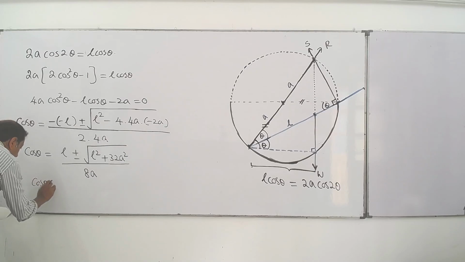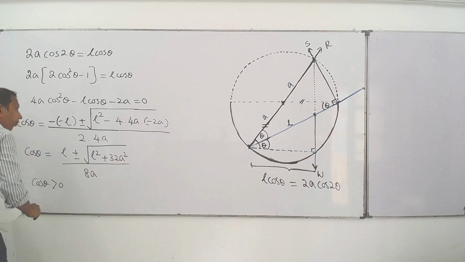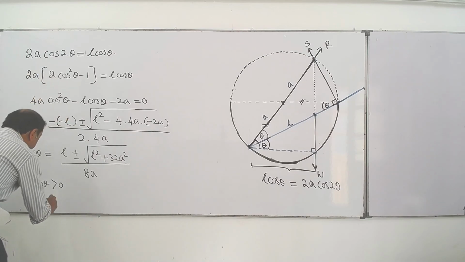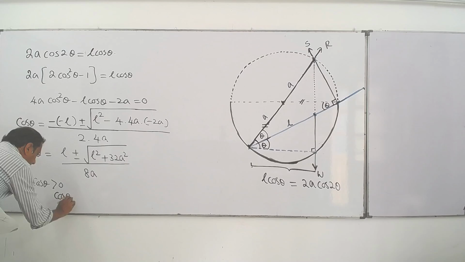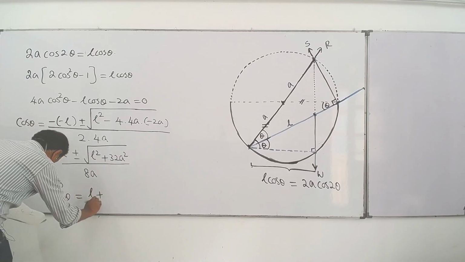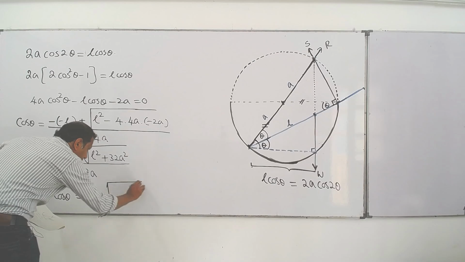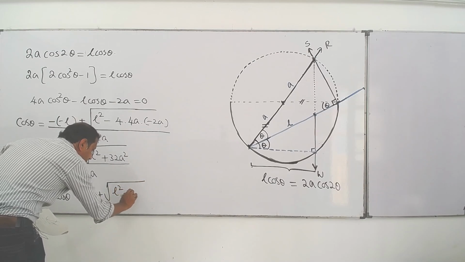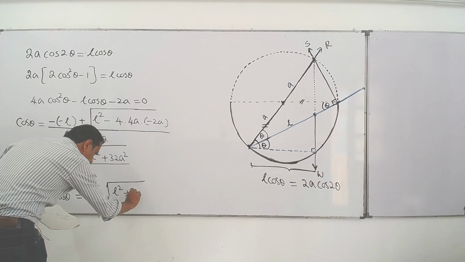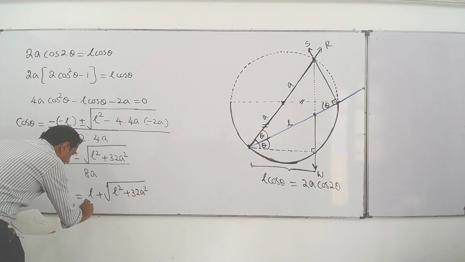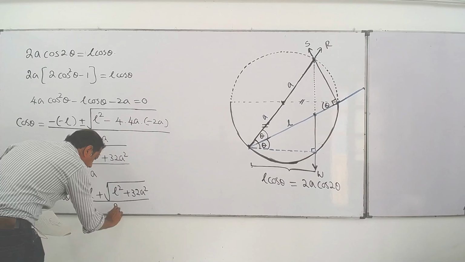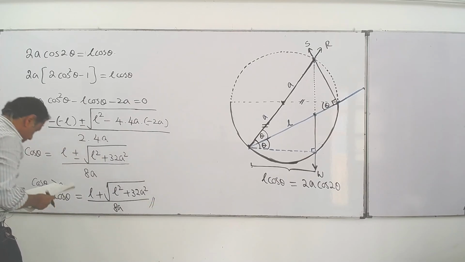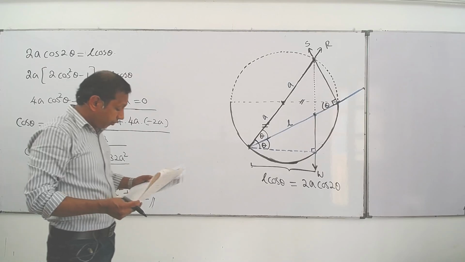Cos theta greater than 0. Therefore, we can select the answer for cos theta: L plus square root of L squared plus 32A squared over 8A. This way we get it. What is the next one asking?